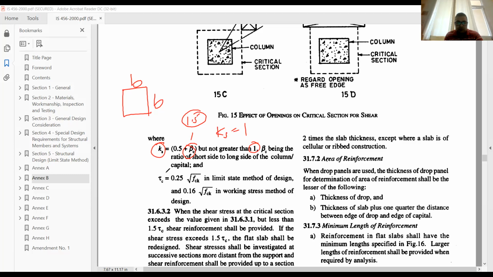And how do we find out this tau c value? Tau c value formula is 0.25 under root fck. This formula is when we use limit state method, but because we are designing our foundation with working stress method, therefore tau c value in this case will be 0.16 under root fck. And fck is the 28 days characteristic strength of the concrete. It means if we are using M20 grade of concrete, fck value will be 20. So this is how we are going to calculate this Ks and tau c. So again, moving to the slide.